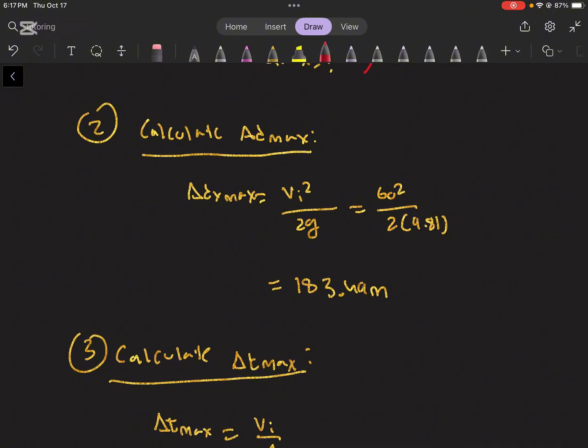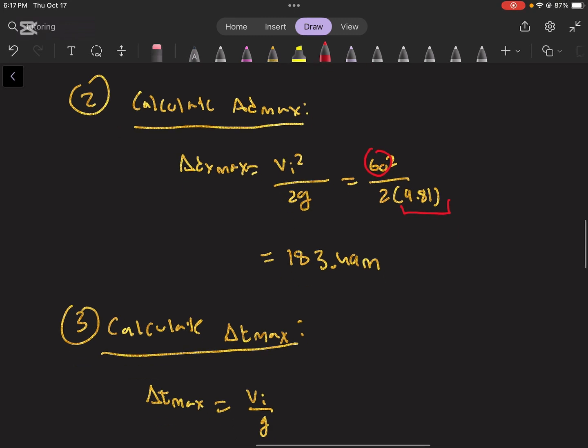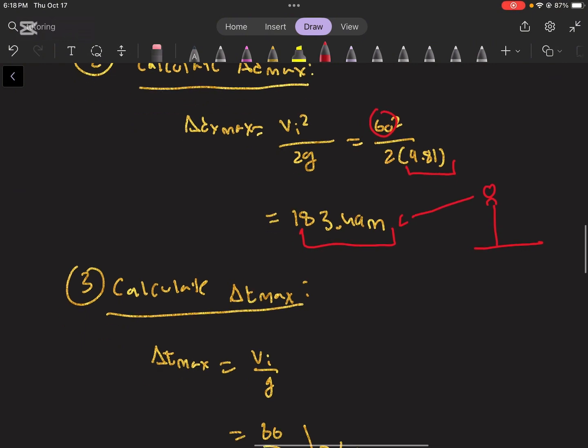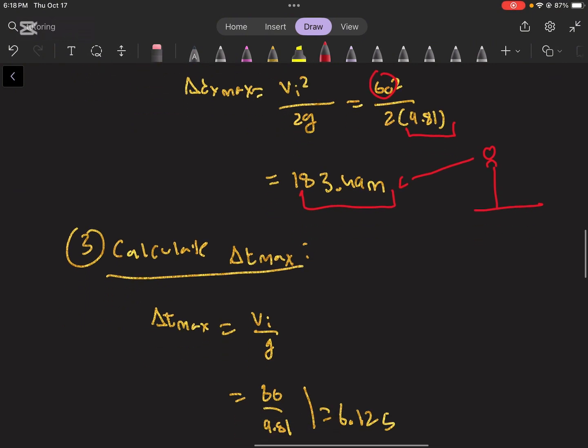For this formula for delta dy max, we sub in our 60 for vi, and 9.81 for acceleration. It's a pretty simple, straightforward solution on your calculator. You can just plug it in: 60 squared over 2 times 9.81. This will give you 183.49 meters. That means that if you launch the firework directly up, the highest it goes is 183.49 meters before it comes falling back down.